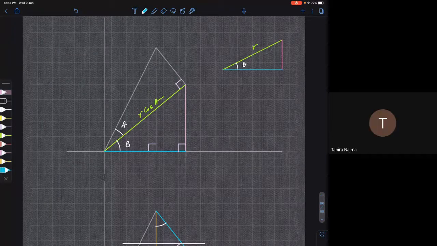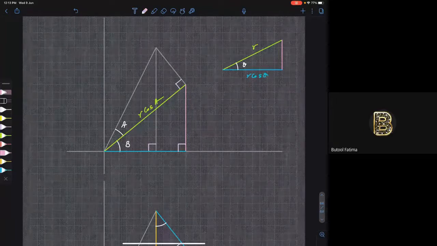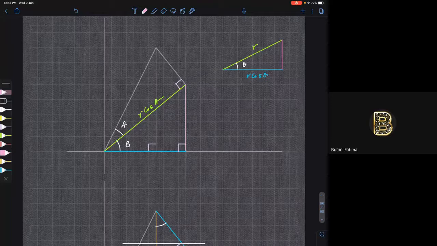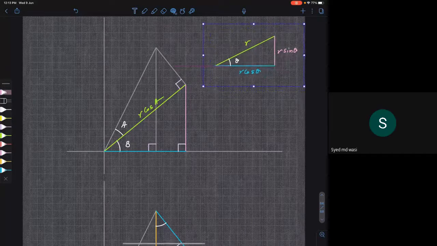Sir, R cos theta. No, just talk about this new triangle that I have drawn. It is R cos theta. What is the pink line? R sin theta. So everybody knows this, right? Yes, sir. Clear? Yes, sir.